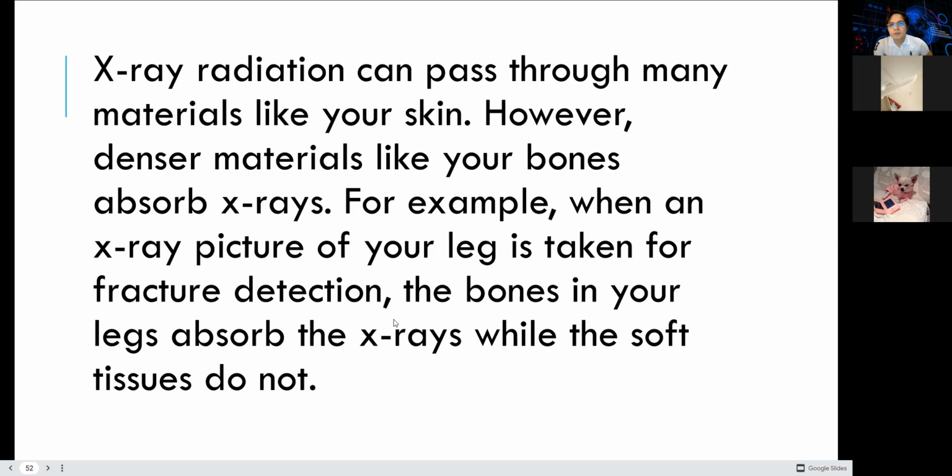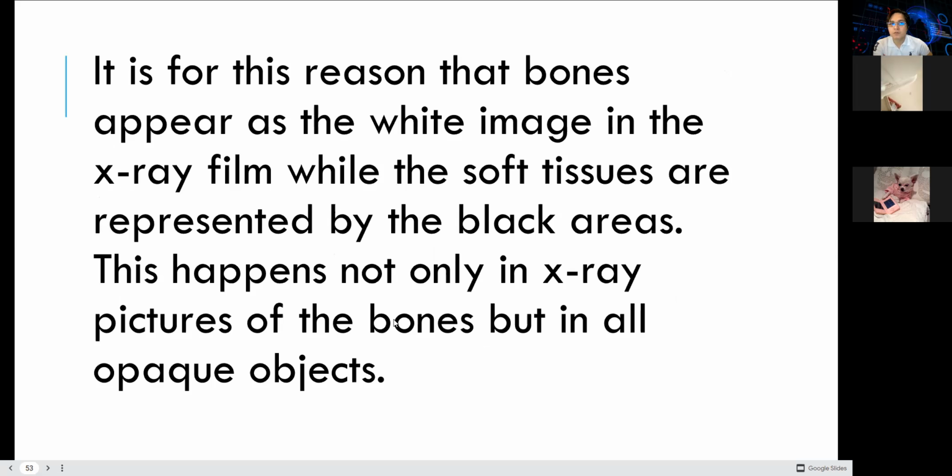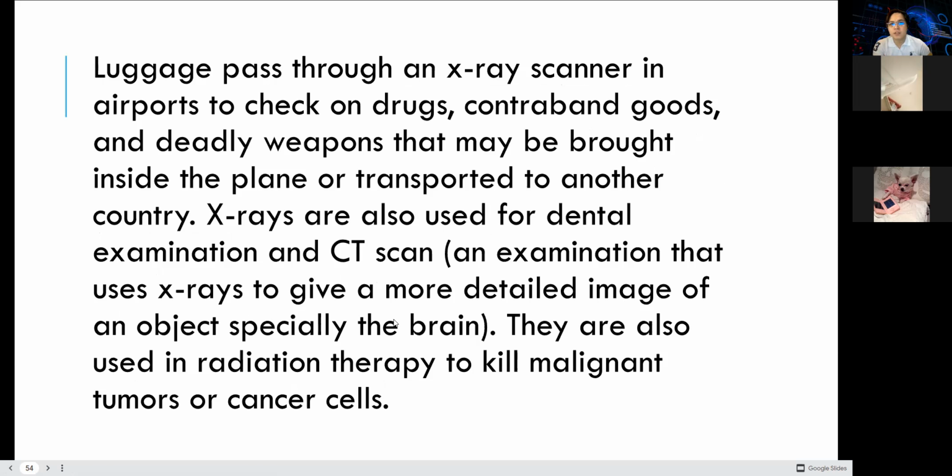Aside from that, we are advised to have X-rays only once every 6 months for the reason that these are really harmful to the tissues. Bones appear as a white image in your X-ray film, while the soft tissues are represented by black areas. This happens not only in X-ray pictures of bones, but in all opaque objects. Luggage passes through an X-ray scanner in airports to check for drugs, contraband goods, and deadly weapons that may be brought inside the plane or transported to another country.